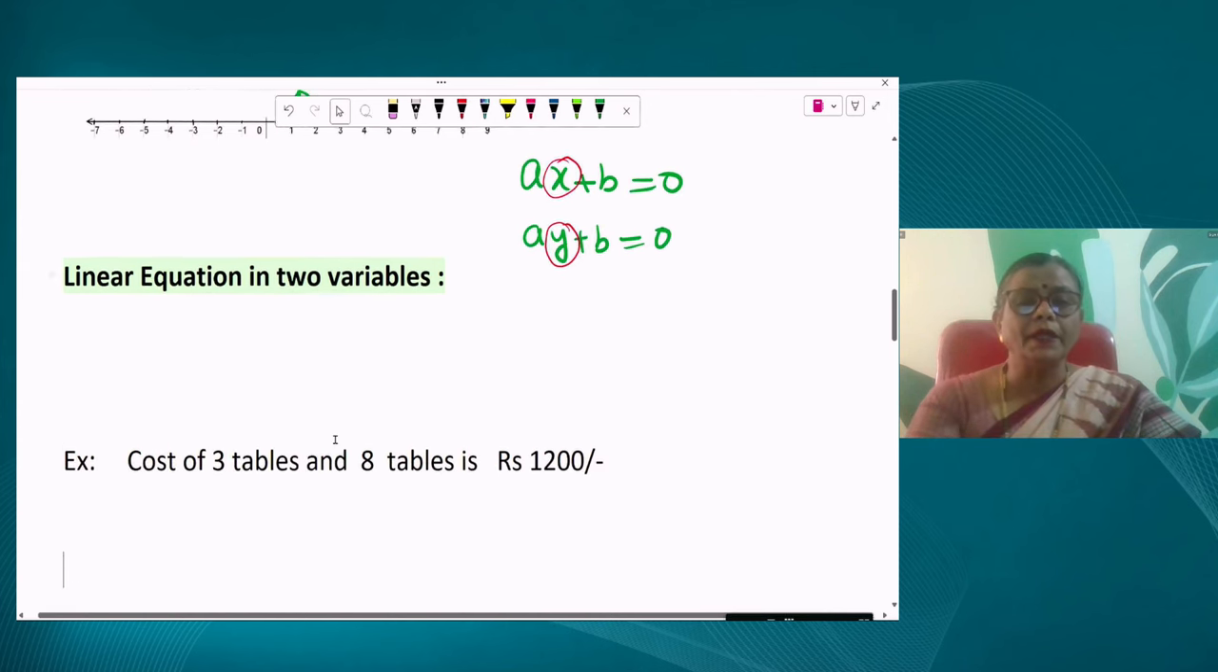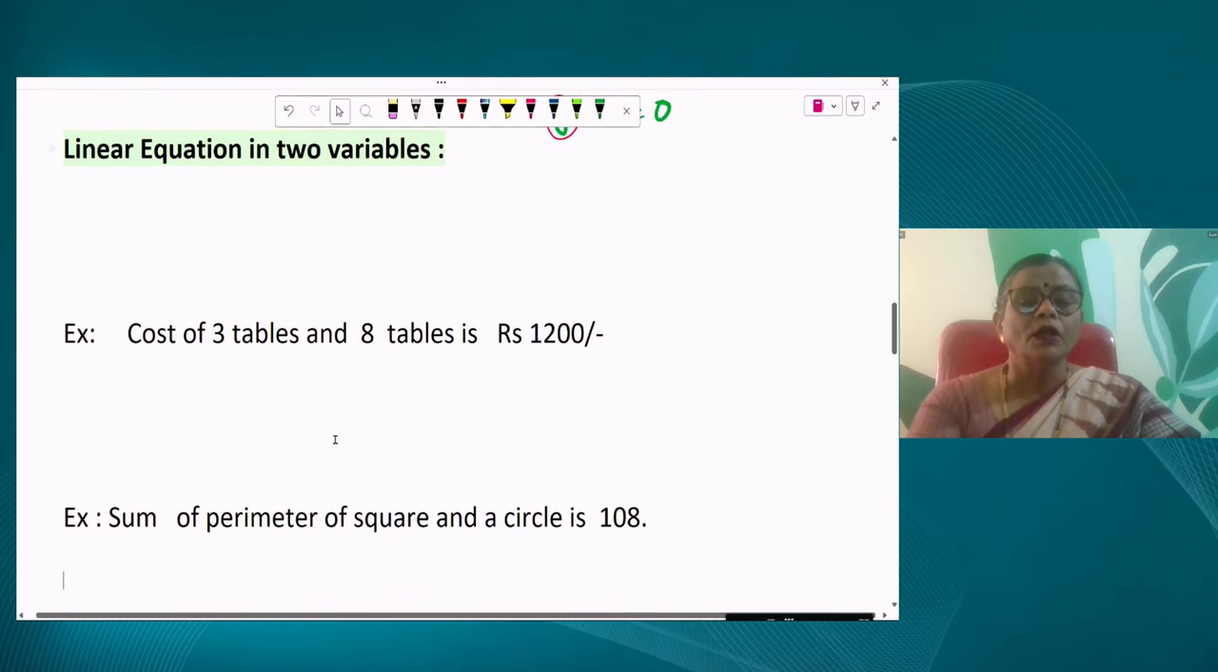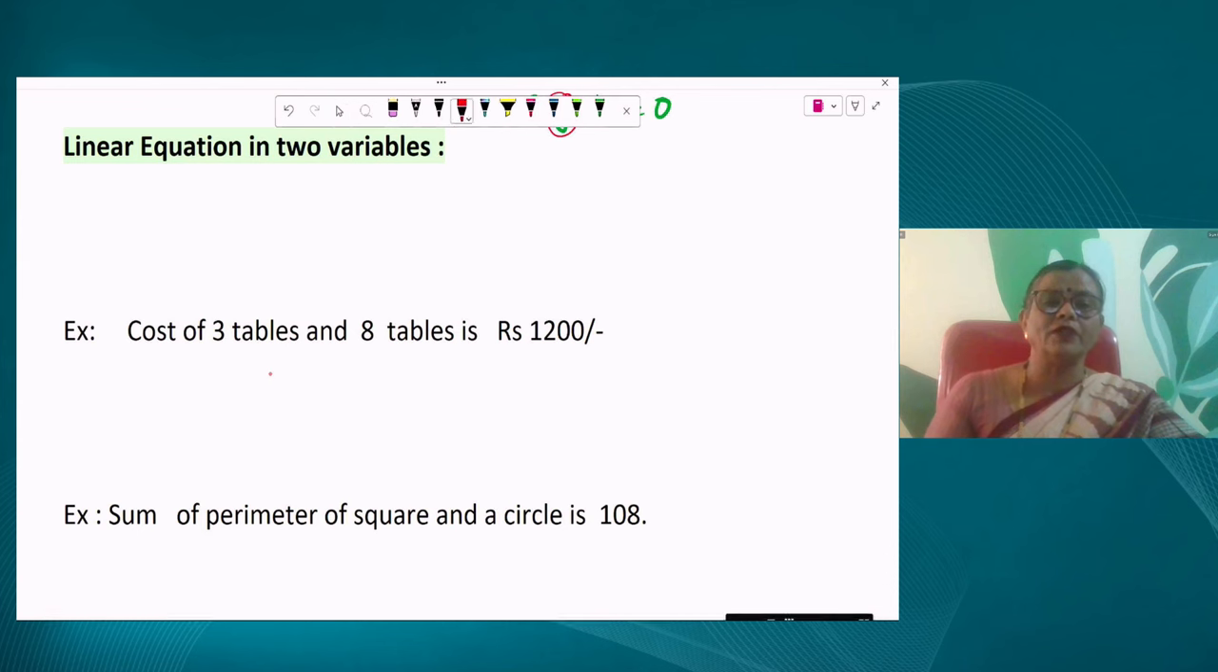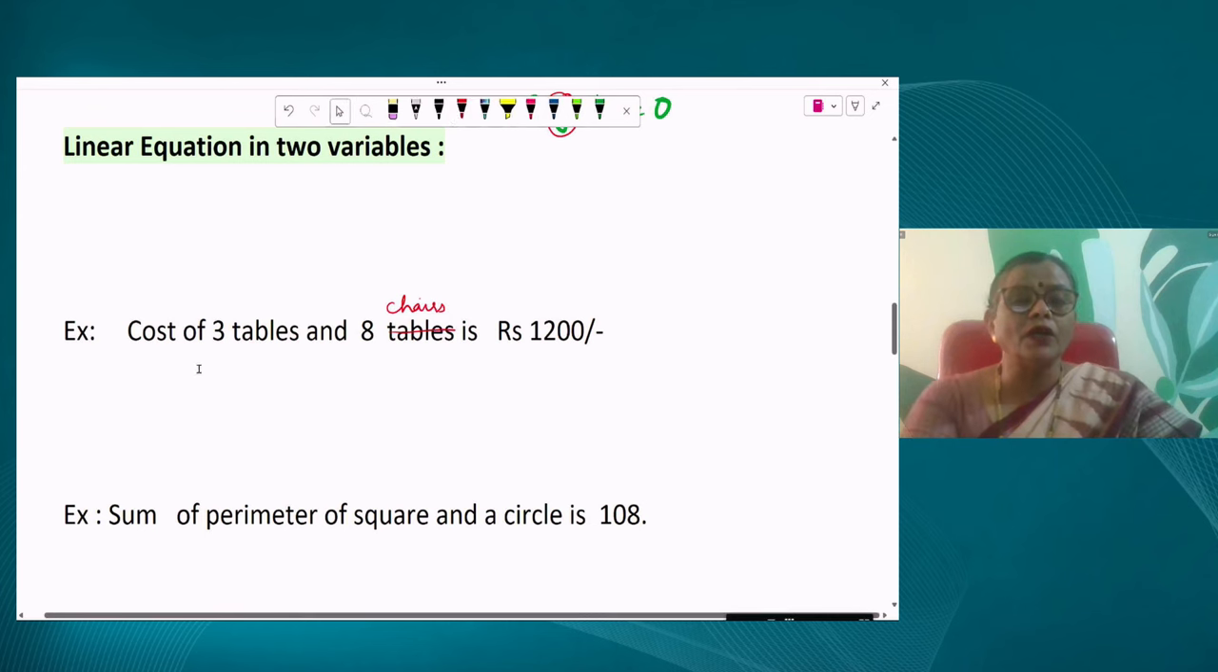Now, let me read this question. What does this question say? It should have been both are tables, let me rename it as chairs. Fine. The cost of three tables and eight chairs is 1,200. It's in statement form, and I want to write it in expression form. I have purchased three tables and eight chairs. The total cost of the two together is 1200 rupees. Here, the cost of the table is not known, and the cost of the chair is also not known.